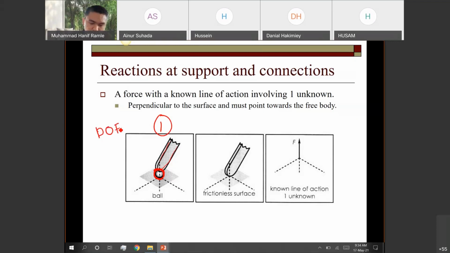So again, you have to understand the DOF, degrees of freedom. How many freedoms does the ball have, how many directions can the ball go? Is it right, left, up, down? So in this case, how many? Anyone?